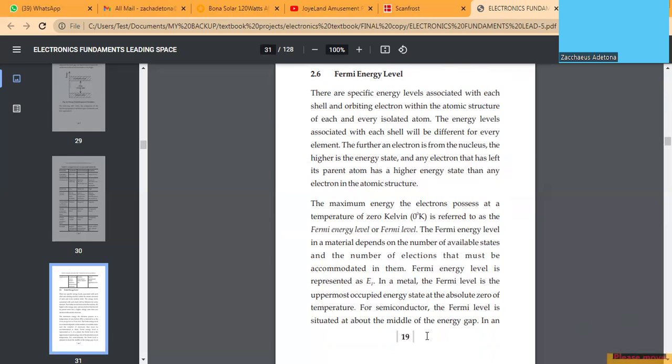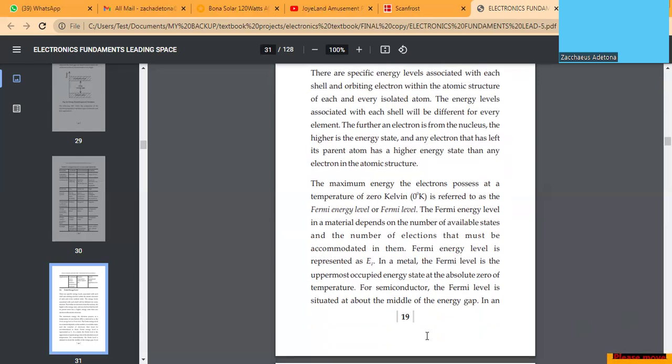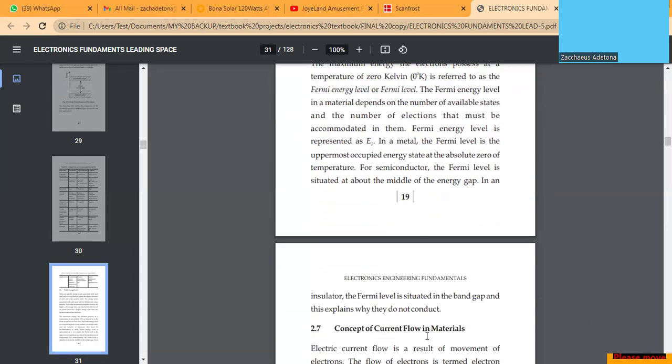For a metal, the Fermi energy level is the uppermost occupied energy state at absolute 0 of temperature. For a semiconductor, the Fermi level is situated about the middle of the energy gap. And for insulators, the Fermi energy level is situated in the band gap, and that explains why they do not conduct electricity. So that is how we can classify materials based on their energy band structure.